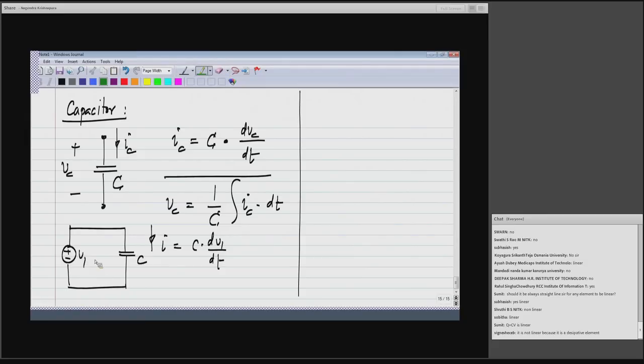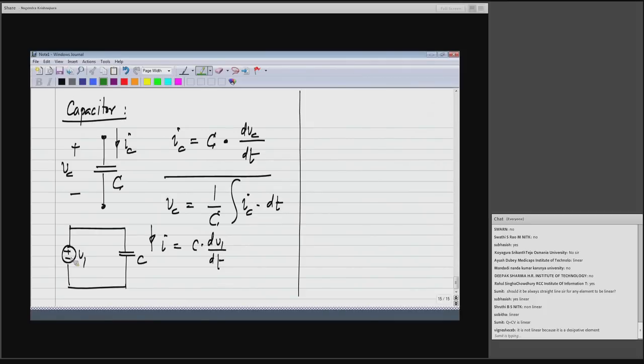Now, first of all, I am assuming that this voltage is varying with time. If it's not varying with time, the formula still applies, but the current will be zero. That is, if you apply a constant voltage across a capacitor, there will be no current flowing through the capacitor. So, the more interesting thing is when the voltage across the capacitor is varying with time. If that's the case, the current will be proportional to the time derivative of the voltage. Now, instead, if I apply V2, the new value of the current will be C times dV2 by dt.